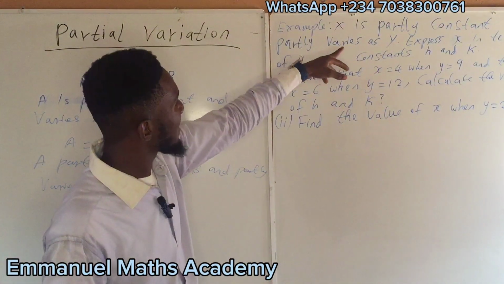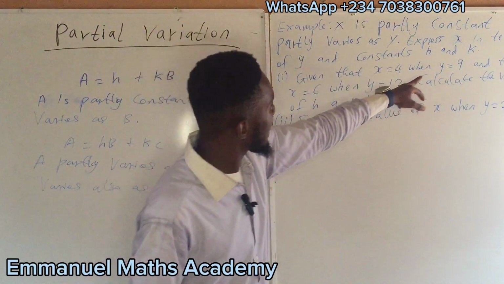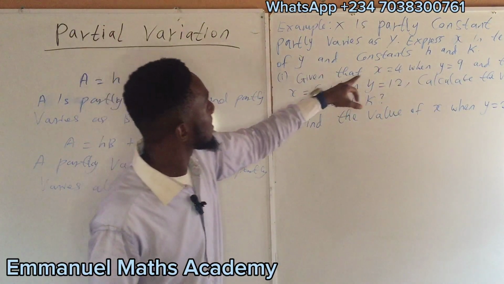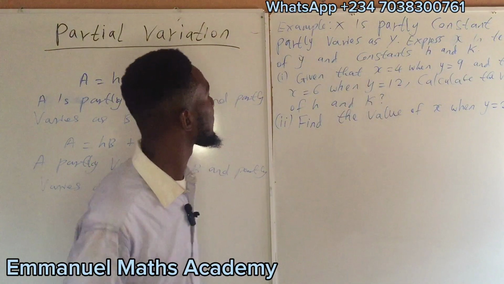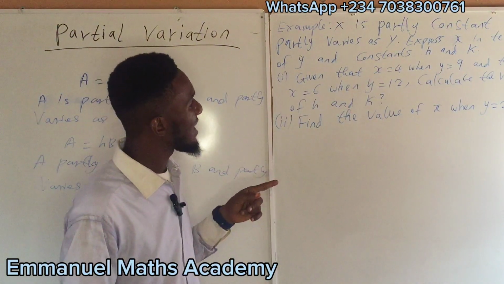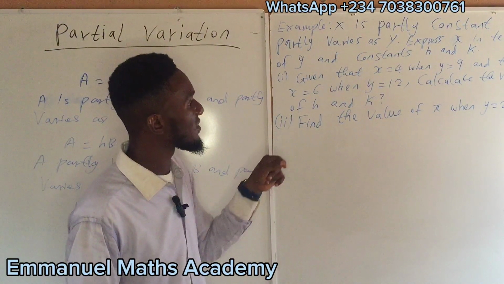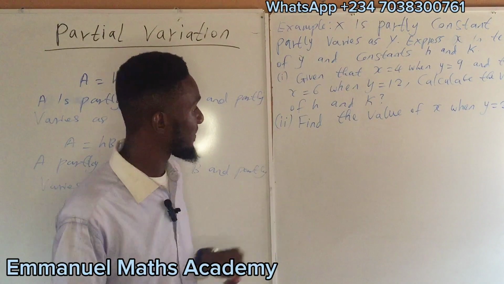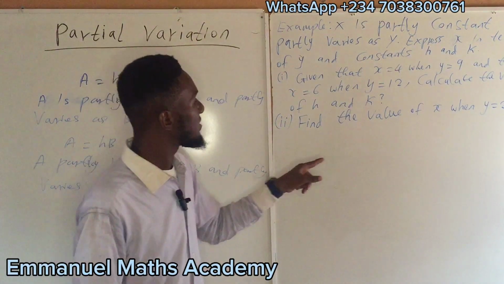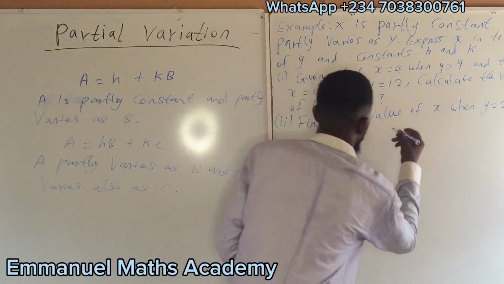It says X is partly constant and partly varies as Y. Express X in terms of Y and constants H and K. Given that X equals 4 when Y equals 9, and that X equals 6 when Y equals 12, calculate the values of H and K. Then find the value of X when Y is equal to 24. Now, solution.